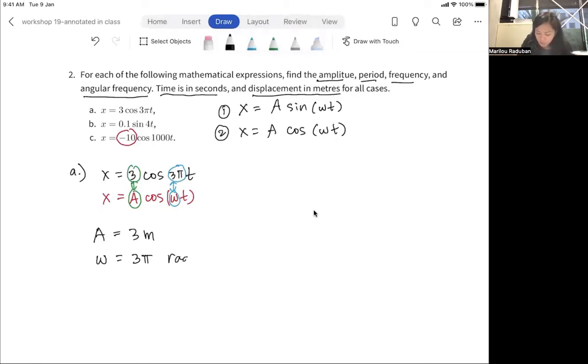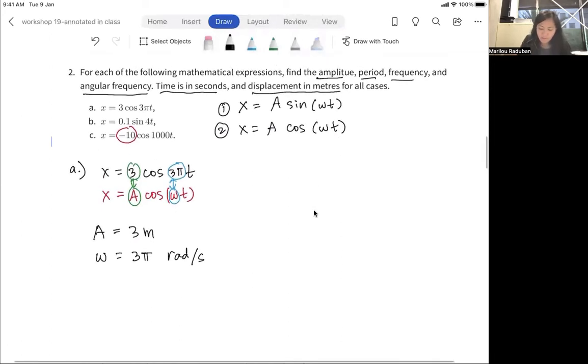Unit for omega is radians per second. And once you have this information, you can then find the frequency, because omega is equal to 2 pi times the frequency. So if you rearrange this equation, divide both sides by 2 pi, then 2 pi divided by 2 pi is equal to 1. So that's equivalent to canceling 2 pi on the right side, and you have frequency equal to omega over 2 pi.